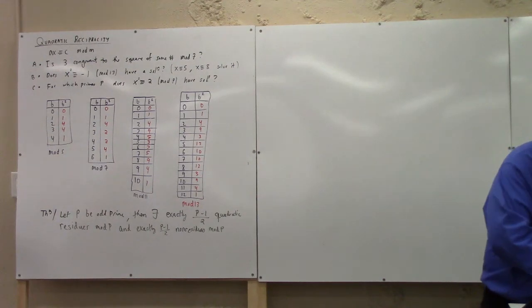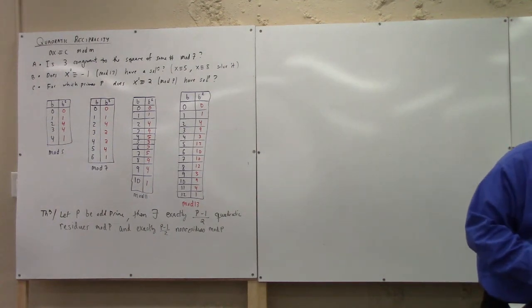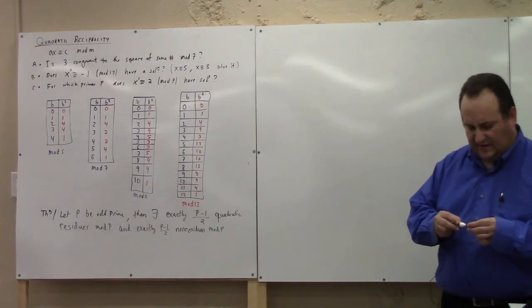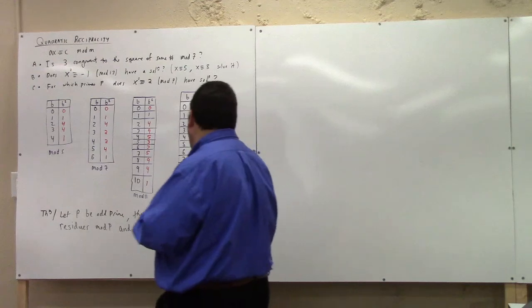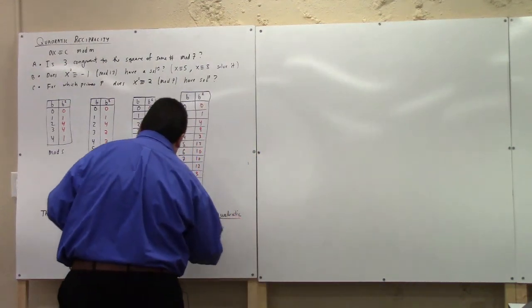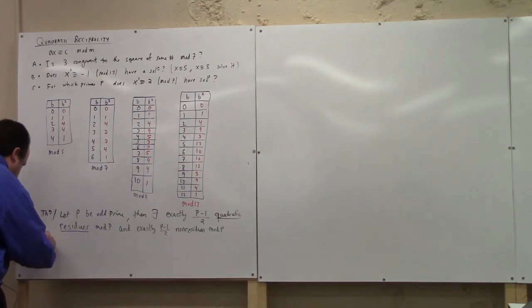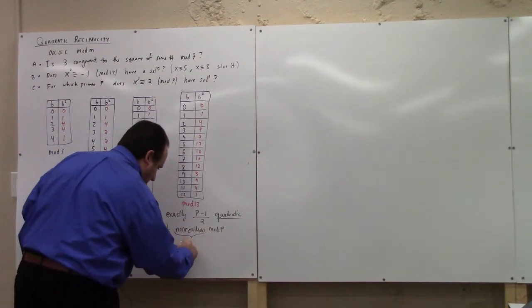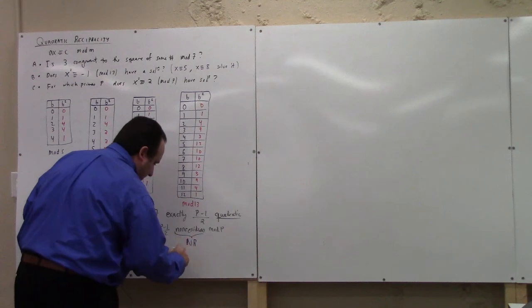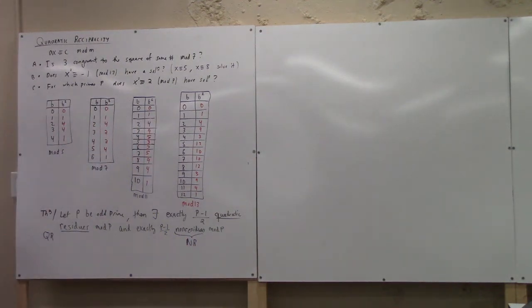So what does the term quadratic residue mean? Do you understand that language? Not exactly, right? Quadratic residue, which we'll also call a QR, and non-residue, which we'll also call an NR, just so we don't have to keep writing those long words out.